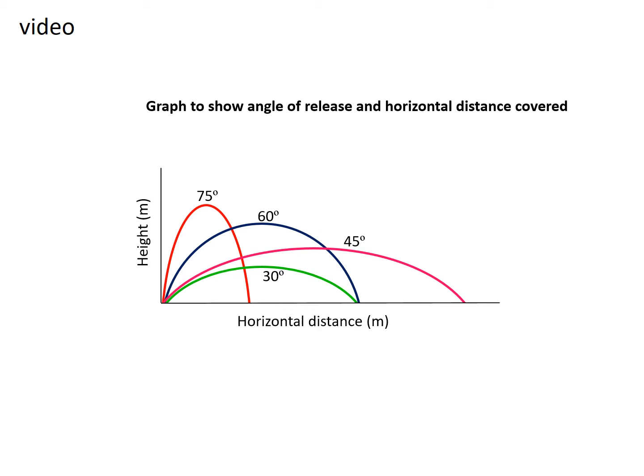Anything above 45 degrees, so in our case the 60 degrees or the 75 degrees, the projectile reaches its peak height too quickly and rapidly returns to the ground. So that will mean that the horizontal distance will be less than at 45. And anything less than 45 degrees, such as 30 degrees on our graph, the projectile does not achieve sufficient height to maximise flight time. And again, that would be less than 45 degrees.